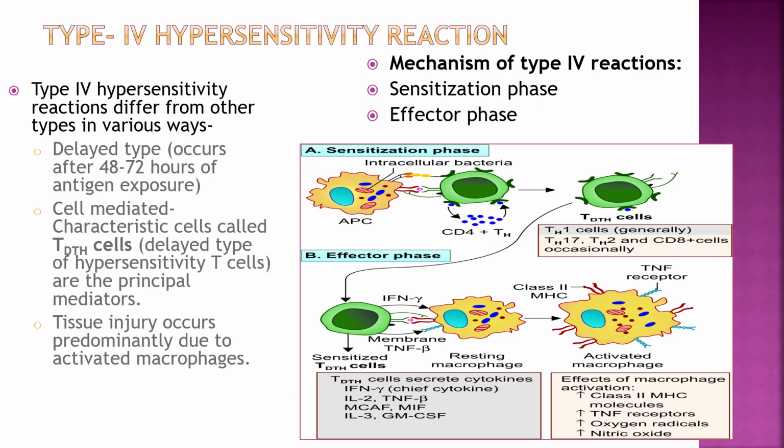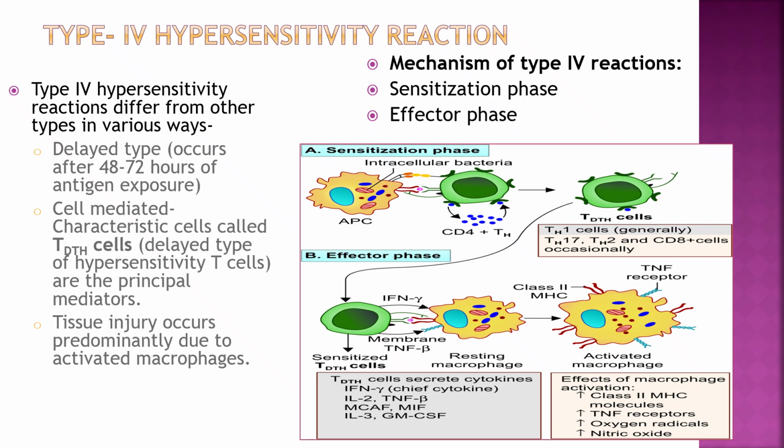Type 4 hypersensitivity reaction differs from other types. It is delayed type and occurs after 48 to 72 hours of antigen exposure. It is cell mediated. The characteristic cells are TDTH, delayed type of hypersensitivity cells, which are the principal mediators, and tissue injury occurs predominantly due to activated macrophages. Mechanism: there are two phases, the sensitization phase and the effector phase.